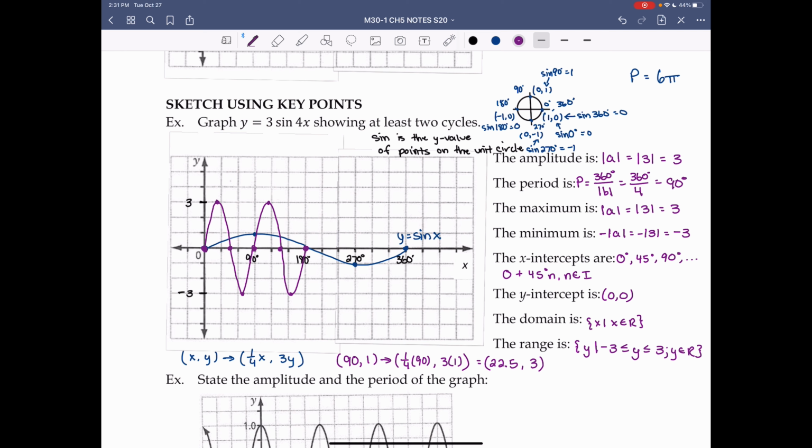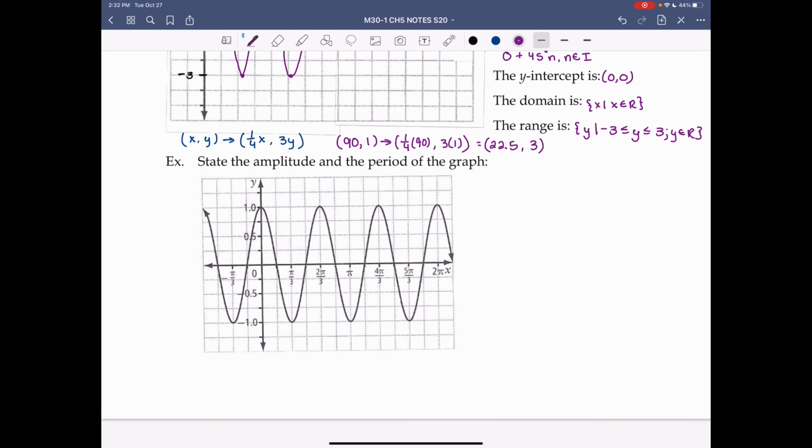And there's two cycles. So we needed to show at least 2 cycles. We did. We have 1 cycle from 0 to 90, and then our second cycle from 90 to 180 degrees. And that is y equals 3 sine 4x.